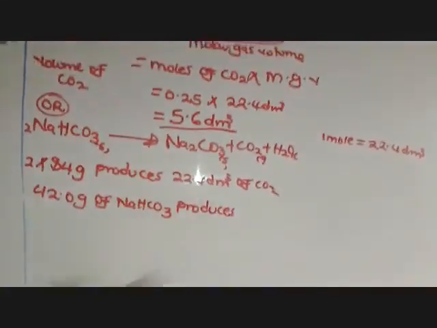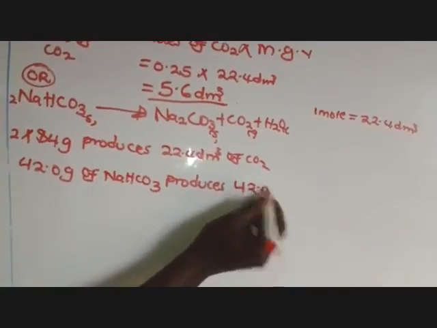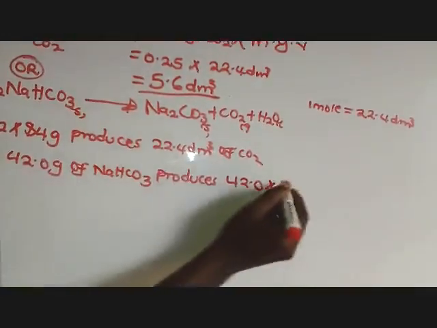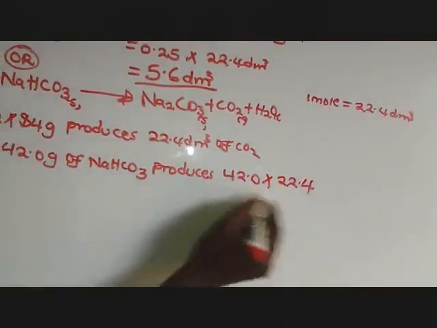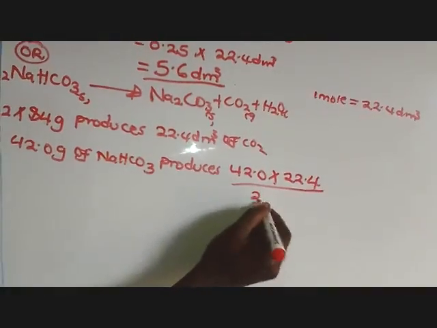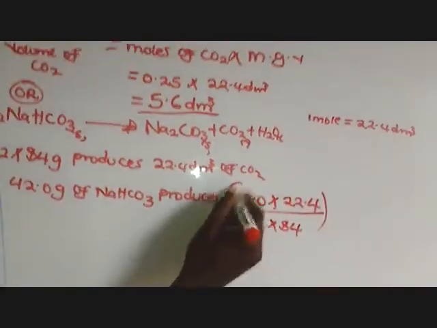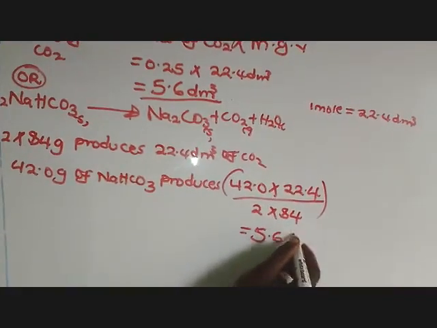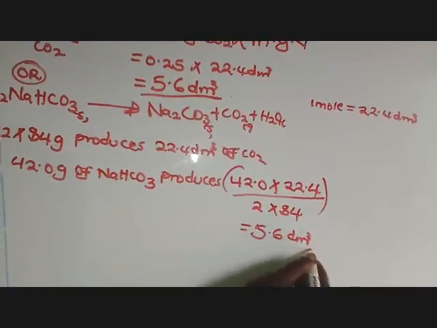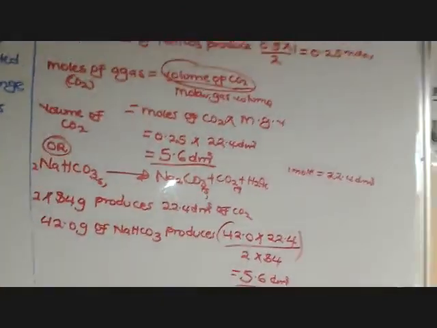This one produces what? We are going to cross multiply. That is 42.0 times 22.4 divided by 2 times 84. And the value which you are going to put in here will be 5.6 decimeters cubed. So that is another alternative which you can use.